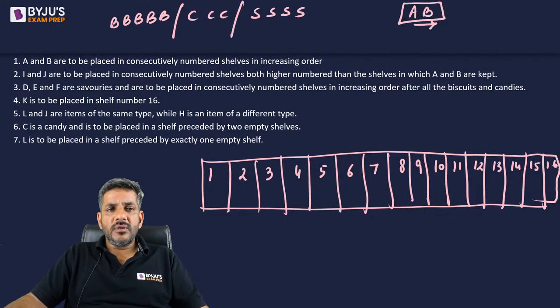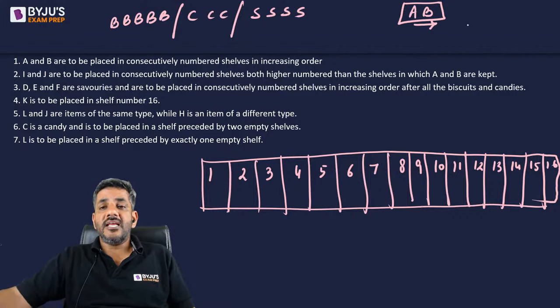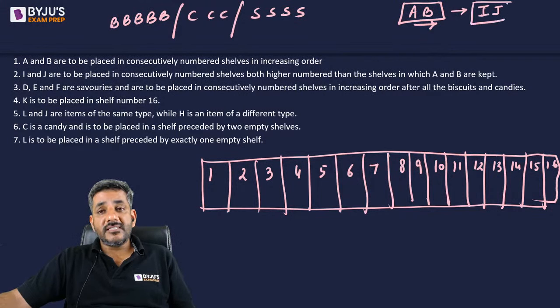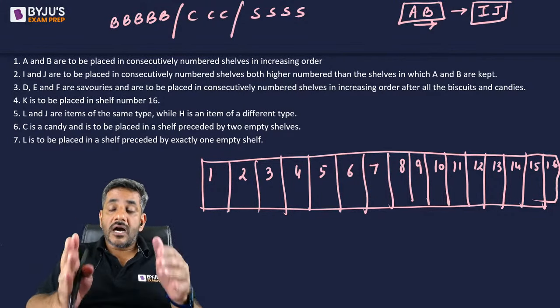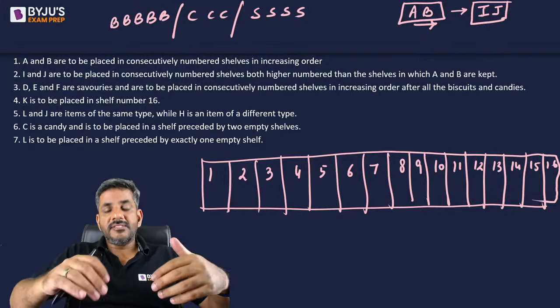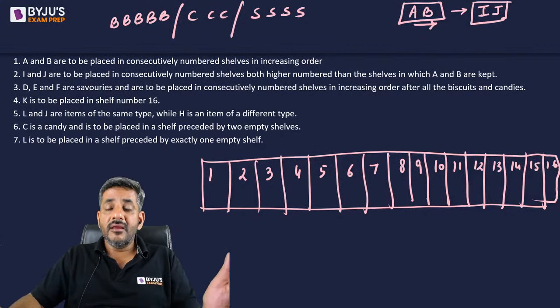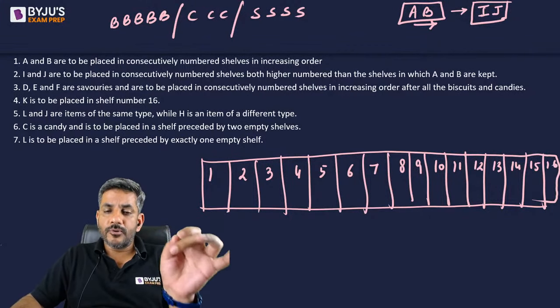I and J are to be placed in consecutive number shelves, both higher numbered than shelves A and B. So after A and B, I'll be having I and J, but this time he did not say that J has to be in a higher shelf than I, right? They both are to be kept in higher numbered shelves than A and B. That means they both would come after A and B, but which would come first, which would come second, we don't know. They are to be put together.